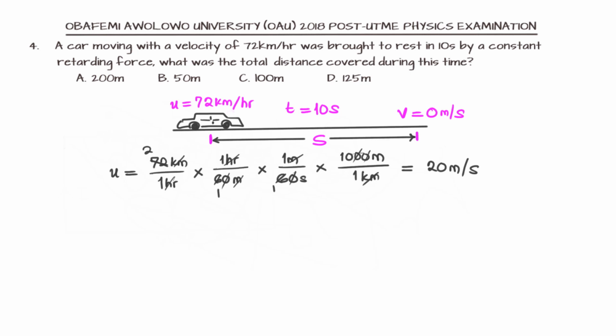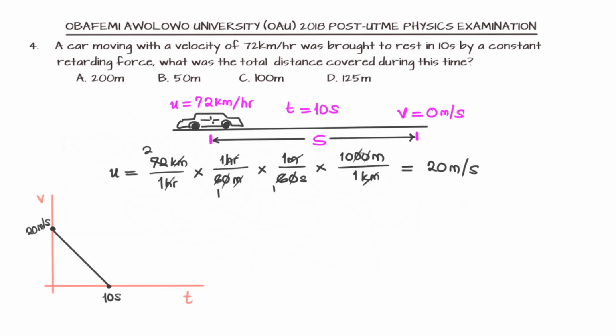So we now have our initial velocity as 20 meters per second, final velocity as 0 meters per second, and then we are looking for the distance covered given the time t is 10 seconds. If you draw a velocity time graph, there are 2 ways to go about this. First, if we draw a velocity time graph, we can have this. This is our u, which is 20 meters per second, and then the time t is 10 seconds. So there is a constant retardation, and that will be as shown below.